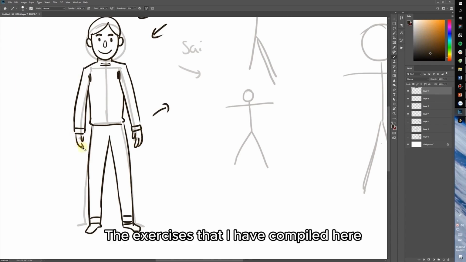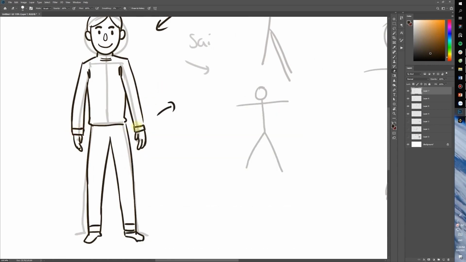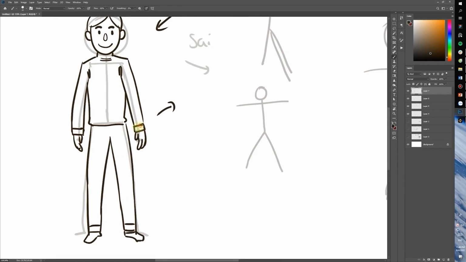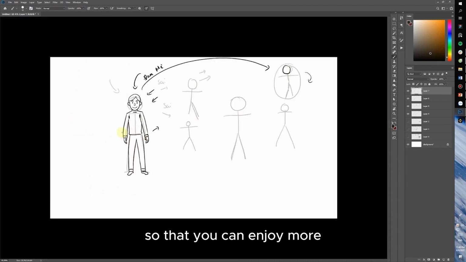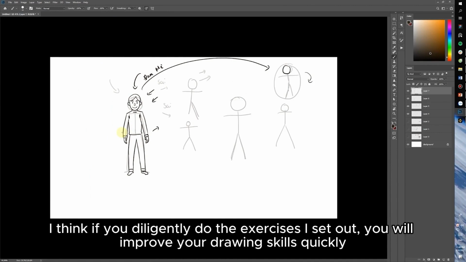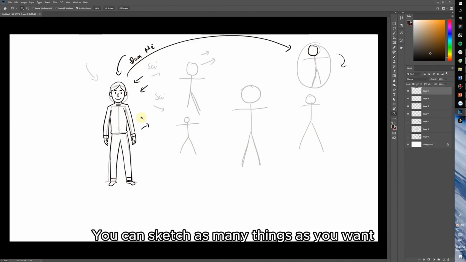Remember it. The exercises that I have compiled here are pretty much following the famous curriculum in the world. And I've tweaked it too. The difficulty of the exercise, and also edited the new post, so that you can enjoy more. And it also lightens the load on this basic sketching course. I think if you diligently do the exercises I set out, you will improve your drawing skills quickly. You can sketch as many things as you want.